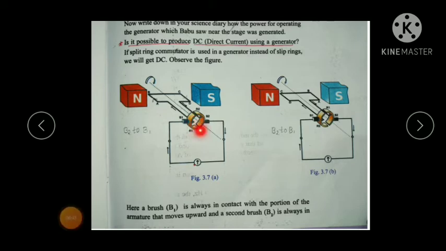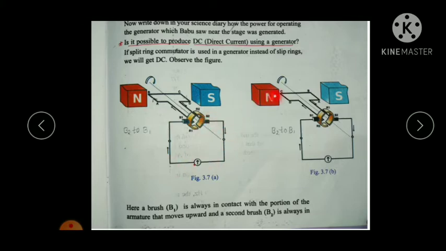See here, this R1 is always in contact with the portion AB of the armature, and this R2 is always in contact with the portion CD of the armature. So here, if we apply Fleming's right hand rule, we will get the current flowing from A to D. So the direction of current is from A to B, then from B to C, and from C to D. That means the current flows from the graphite brush B2 to B1.